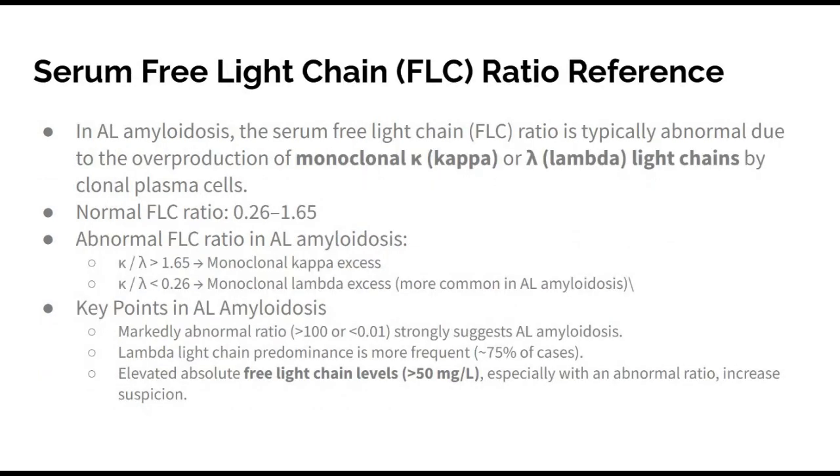Step 3. Serum free light chain (FLC) ratio. For AL amyloidosis, the FLC ratio is a critical diagnostic tool. Normal ratio, 0.26 to 1.65. If the ratio is extremely abnormal, the likelihood of AL amyloidosis is very high. Additionally, an absolute free light chain level above 50 mg per milliliter further supports the diagnosis.